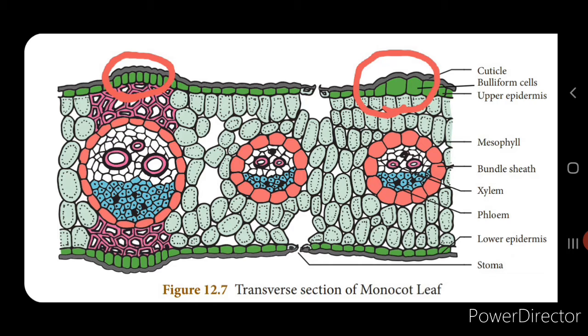Some of the epidermal cells are large. Now, I've circled it, isn't it? You can see some cells are larger than the other usual cells, isn't it? So those cells are called the bulliform cells.